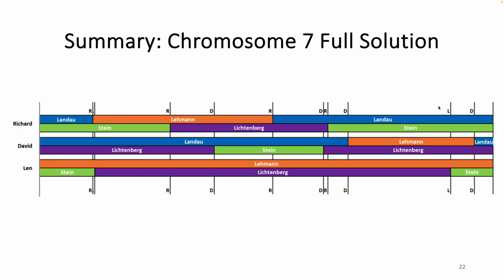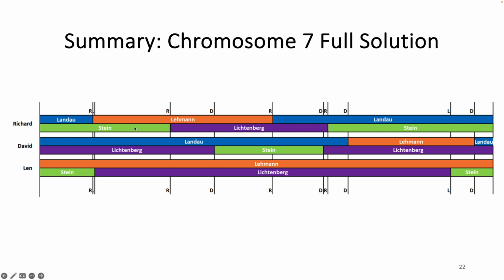So here is a look at what the final full solution looks like for chromosome 7, for Richard and David and Len, from the beginning of the chromosome on the left to the end of the chromosome on the right, showing where they inherited their DNA from their paternal grandparents. That's the orange and the blue, Lehmann and Landau. And then for the maternal grandparents, the purple and the green, Lichtenberg and Stein.